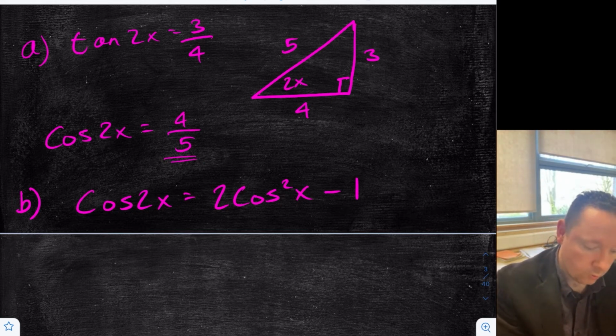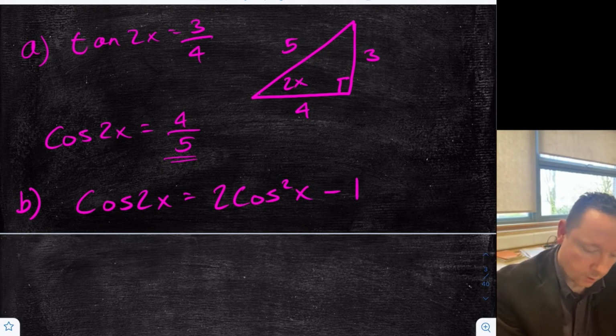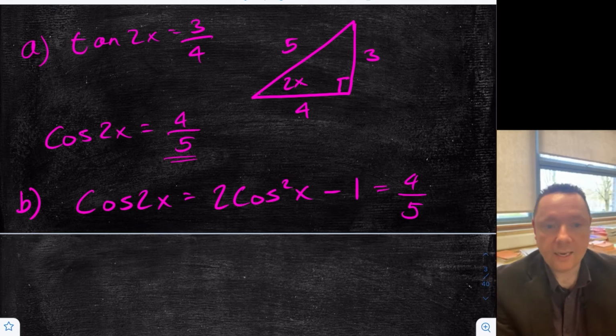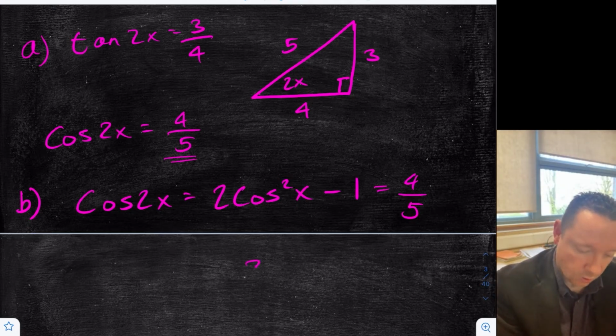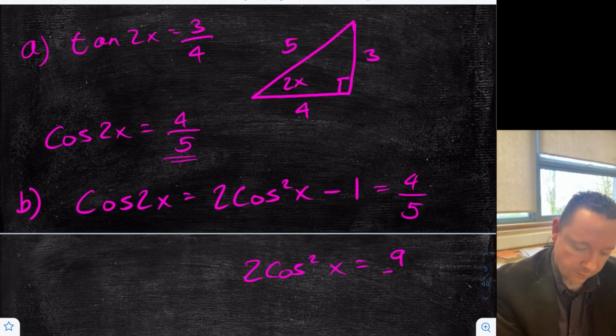So we know cos 2x is 4/5, so we've set up an equation basically, because that equals 4/5. So that means that I can add 1 to both sides to get 2 cos squared x. Well, if I add 1, it's the same as adding 5/5, so 5 and 4 is 9. That gives me 9/5.